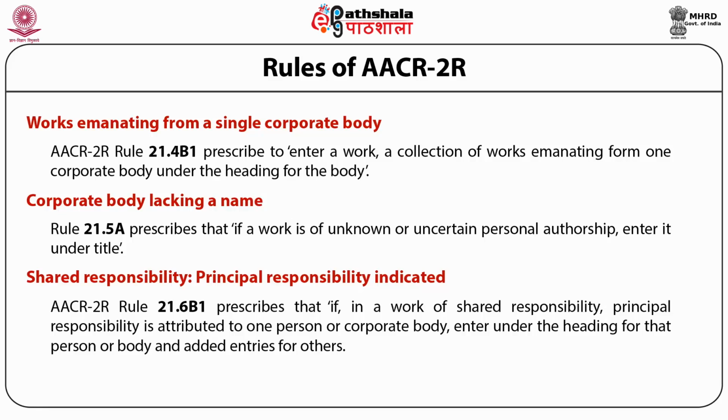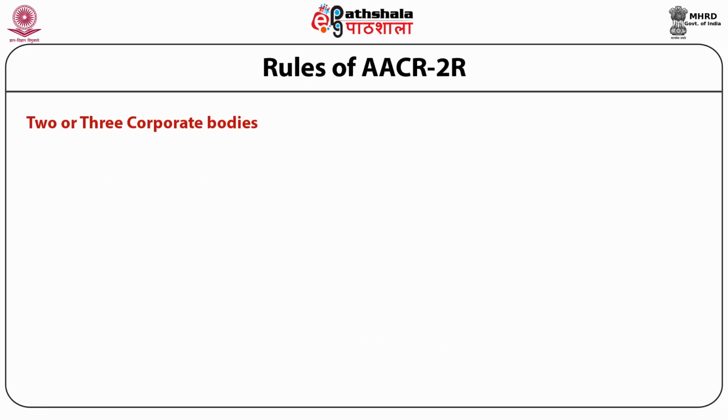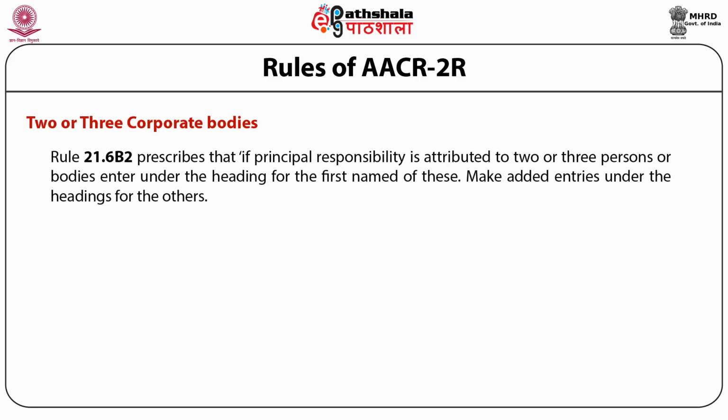Make added entries under the heading for other persons or bodies involved if there are not more than two or three corporate bodies. Rule number 21.6b2 prescribes that if principal responsibility is attributed to two or three persons or bodies, enter under the heading for the first named of these. Make added entries under the headings for the others. If a work is by two principal persons or corporate bodies and one collaborating person or body, make an added entry also for the third person or body.